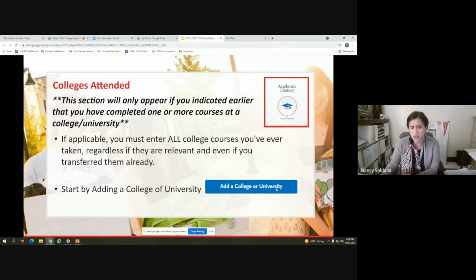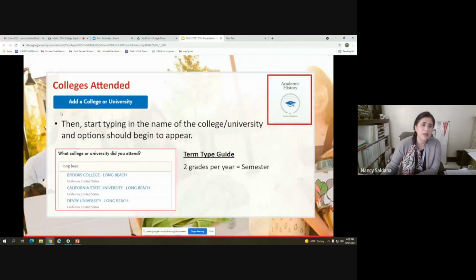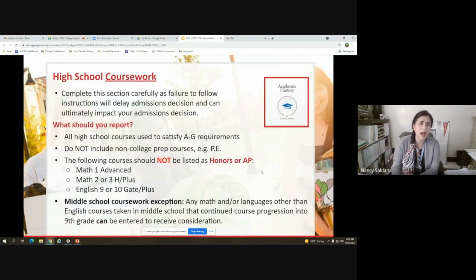The majority of our students have attended either NPC or Hartnell College, so you would identify your community college. Again, colleges attended, you will go ahead and type in Hartnell College or NPC, and the name of the college is going to pop up. You're going to state that it is by semester, again, because the majority of our community colleges in California are by semester. So you would indicate that it is a semester college.